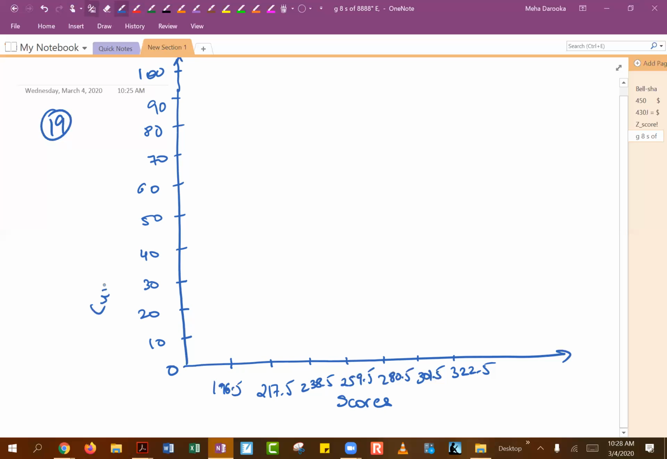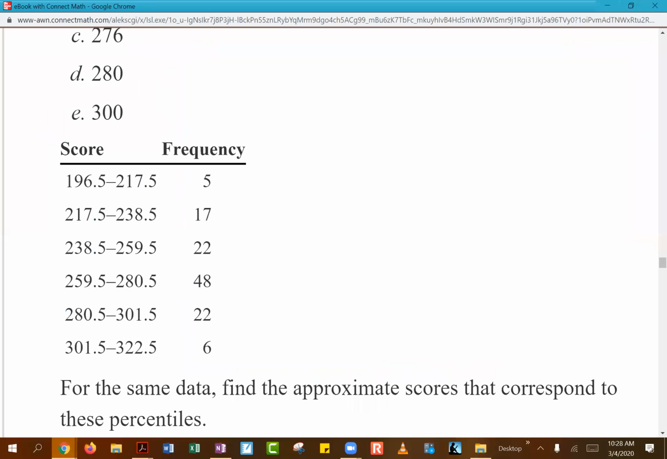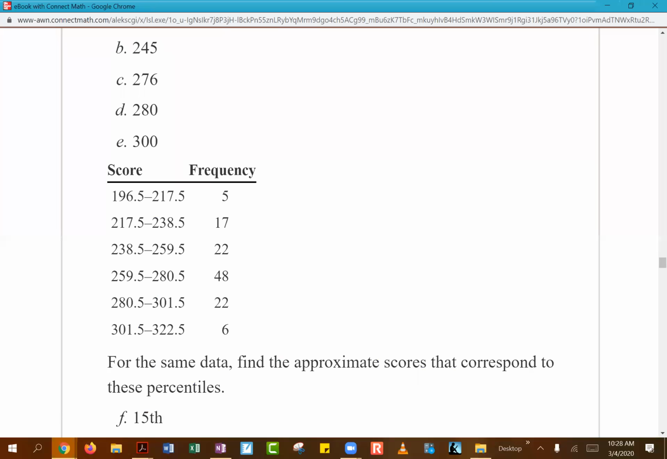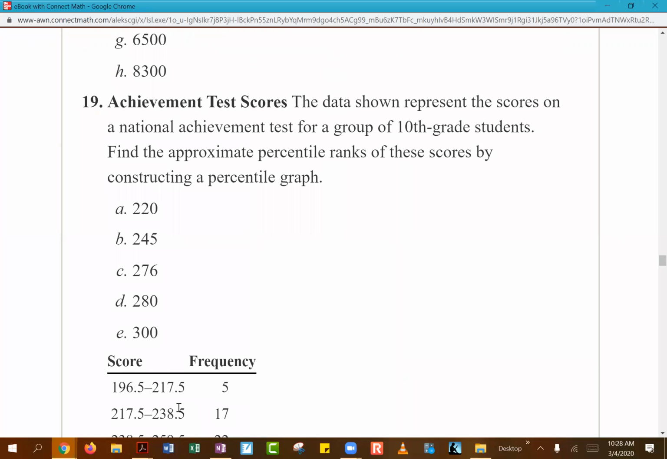And these guys are going to be your cumulative percent. What kind of title can we give our graph here? Grade academic high school. Okay, 10th grade academic test scores.